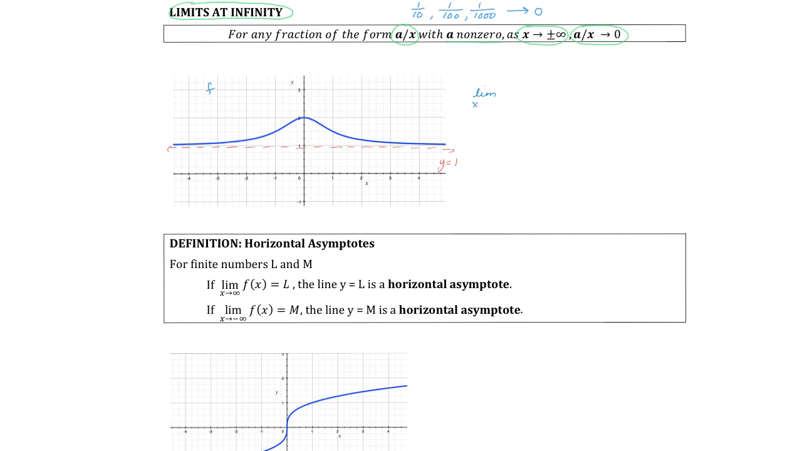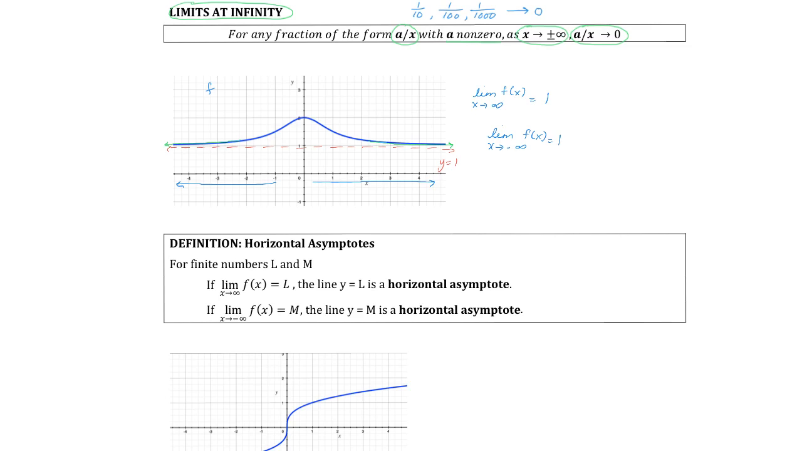So if we take the limit as x goes to positive infinity of our function f, notice that as the x values get larger and larger and larger, our y values, the graph, is approaching y equal to 1. And if we look at the limit as x approaches negative infinity of our function f of x, it does the same thing. As the x's approach negative infinity, the graph here is approaching a y value of 1.